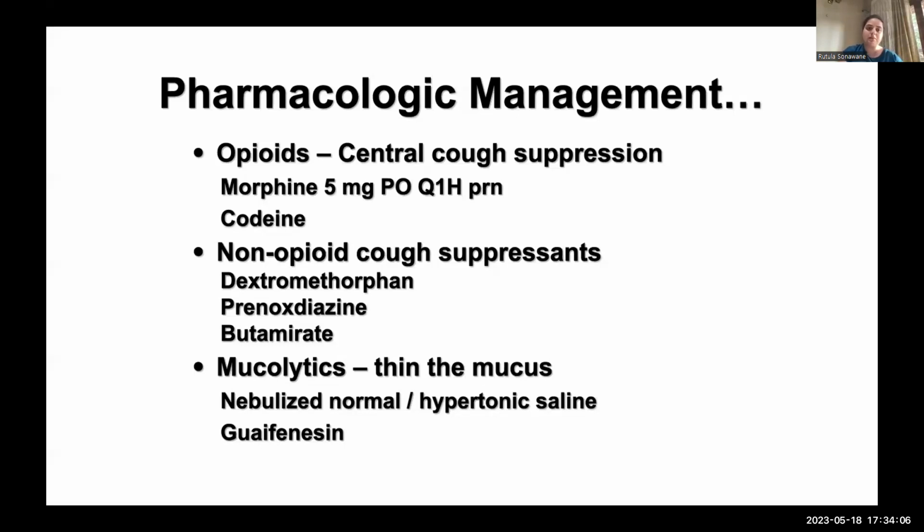Non-opioid cough suppressants would be dextromethorphan, which is again the most commonly used in our setting, and mucolytics to thin out the secretions so that they are better coughed out or expectorated out of the system. So nebulized saline or guaifenesin, or even acetylcysteine, that also helps a lot. It can be given in the nebulized form as well.